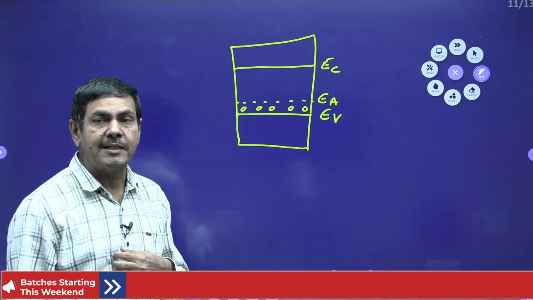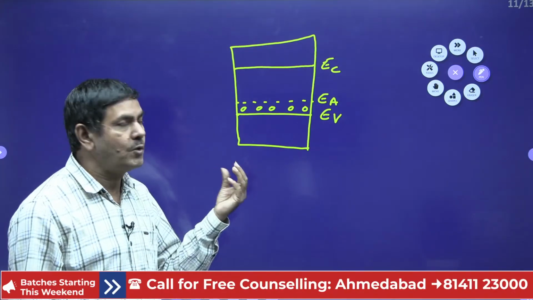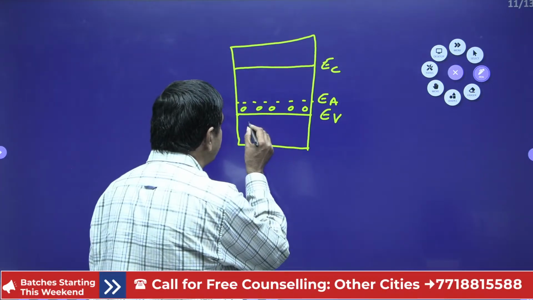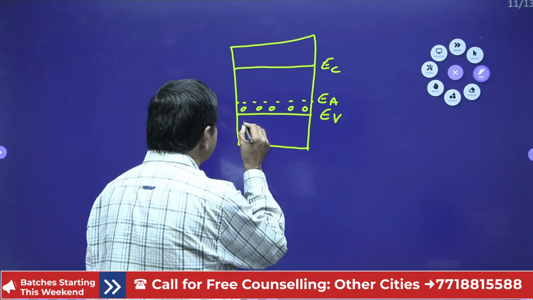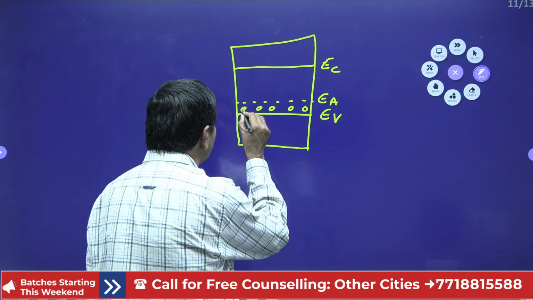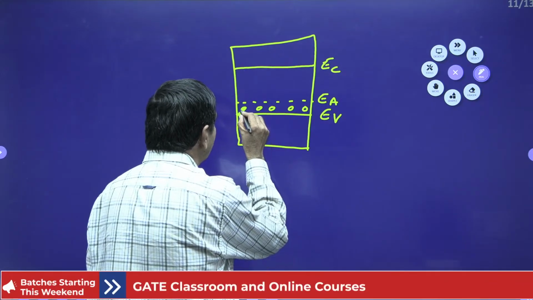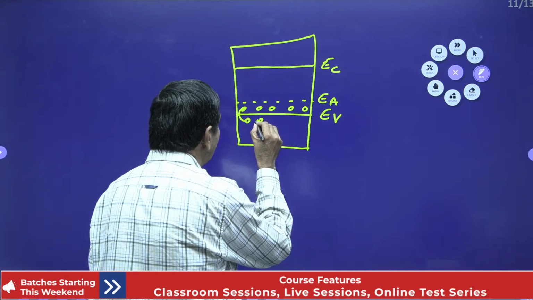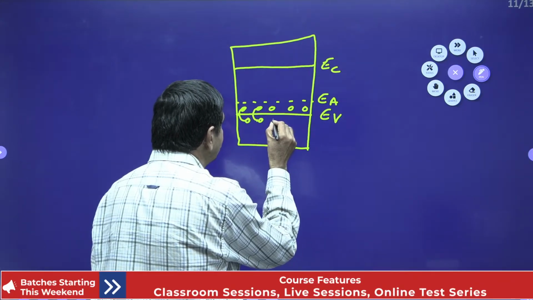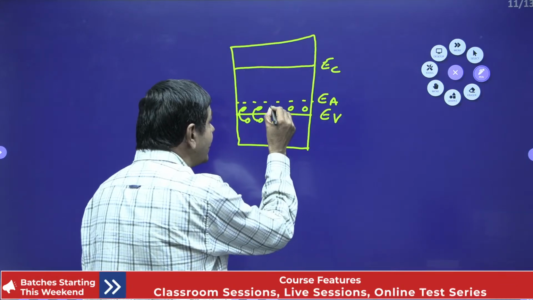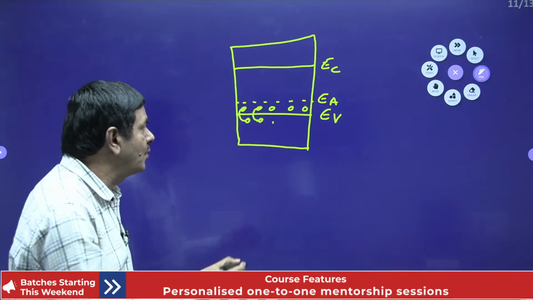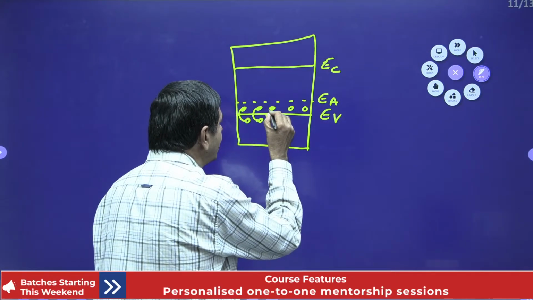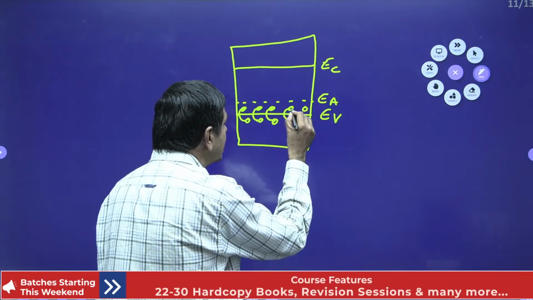Suppose the temperature here is very low. At low temperature, what happens? Initially electrons will try to go and occupy this hole, because the energy required is very less. Easily they can occupy these holes. The hole is created, electrons will go and occupy here. Like that, a certain number of holes are created.